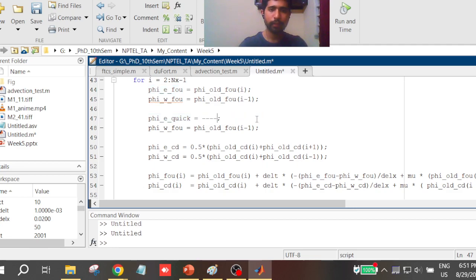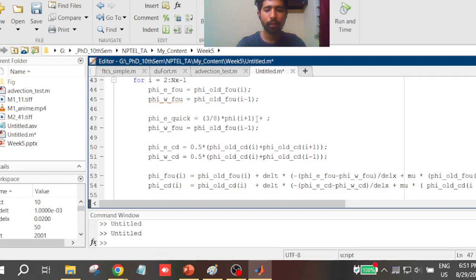This equation I will leave to you, but now I will write what it will be. You can look at the slides of your weekly content. I think it will be 3 by 8 of phi of the downstream value, which for this is phi of E, that is phi of I plus 1, since east means I plus 1.